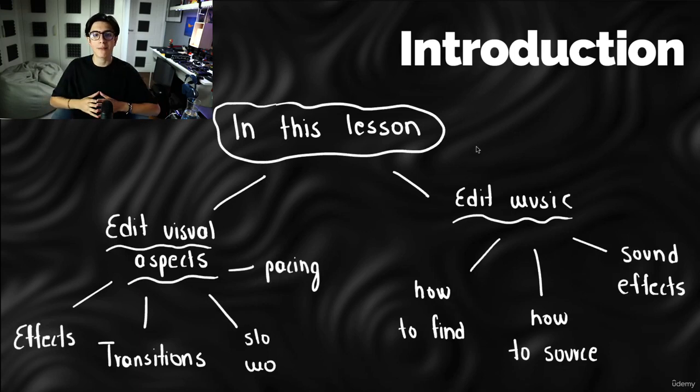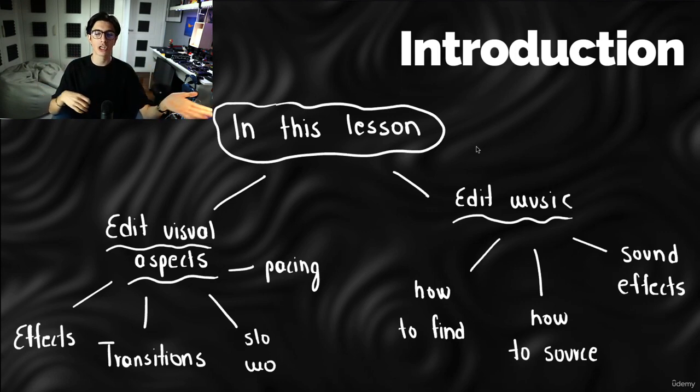Now, to help you understand B-roll better, I have subdivided this lesson into two categories: how to edit the visual aspects of B-roll and how to edit the auditory aspects of the B-roll, and more specifically, music. In each one of those categories, I'm going to analyze different aspects. So we're going to split this into different subcategories.